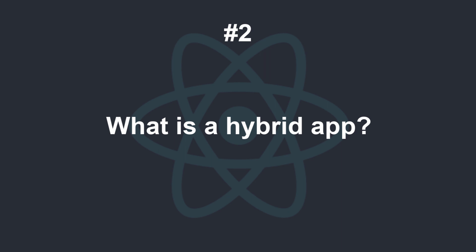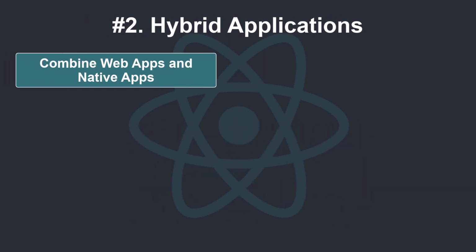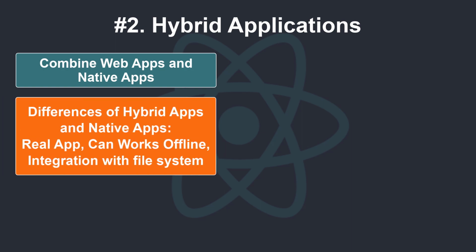What is a hybrid app? Hybrid apps combine both web applications created for web browser and native applications that are designed for a particular platform and have to be installed on a device. What differs hybrid apps from web apps? It runs as a real app, not as a web page. It can work offline, with integration with the file system of a device.